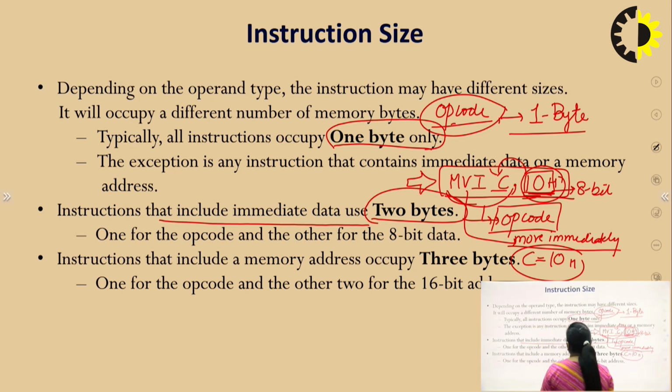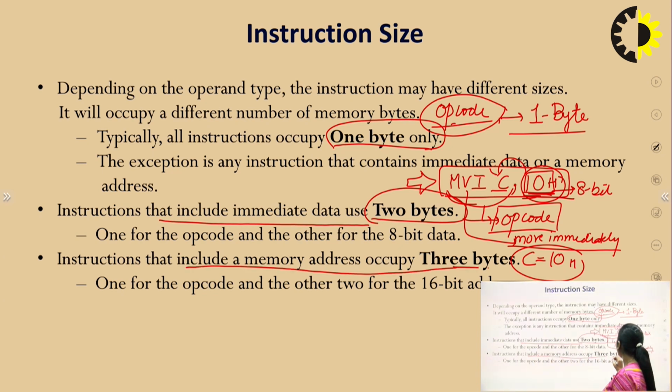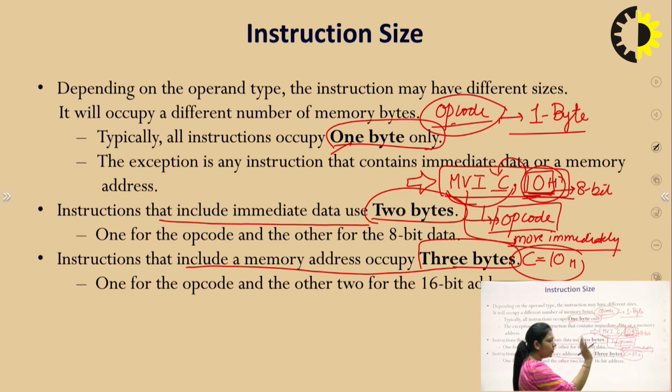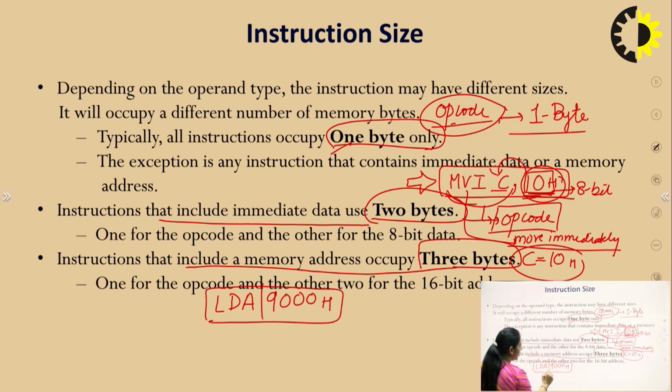Now, next, the instructions that include a memory location. A memory location is 16-bit in 8085. If the instruction includes a memory address, it will occupy 3 bytes. How? 1 byte is for the opcode, and the remaining 2 bytes are for the address. The address is 16 bits, and 16 bits is equal to 2 bytes. We can have an example of this also. Suppose we have LDA 9000H.